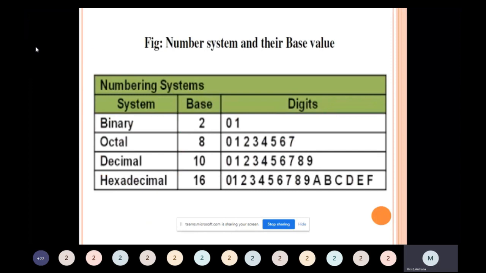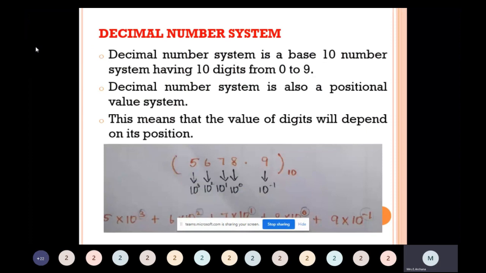Binary: the base value is 2, and it consists of the digits 0 and 1. Octal: the base value is 8, with the digits from 0 to 7. Decimal has the base value 10 and the digits from 0 to 9. Hexadecimal has the base value 16 and the numbers from 0 to 9 and A to F. A stands for 10, B 11, C 12, D 13, E 14 and F stands for 15.